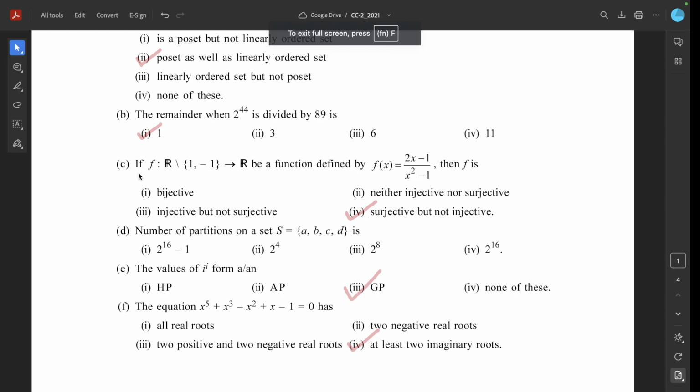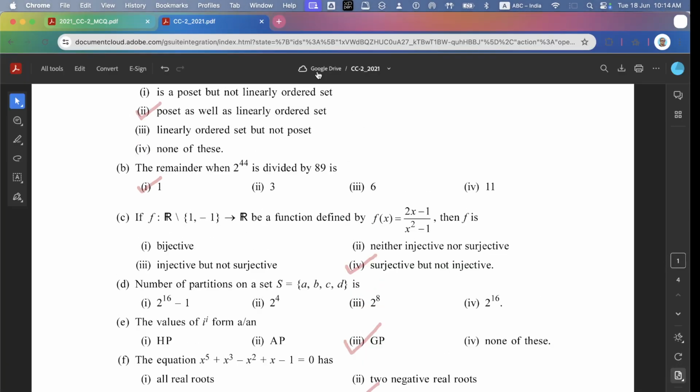Question c. f maps the set of real numbers R minus {1, -1} to R, a function defined by f(x) = (2x - 1)/(x² - 1). Then f is, the correct option is 4, surjective but not injective.